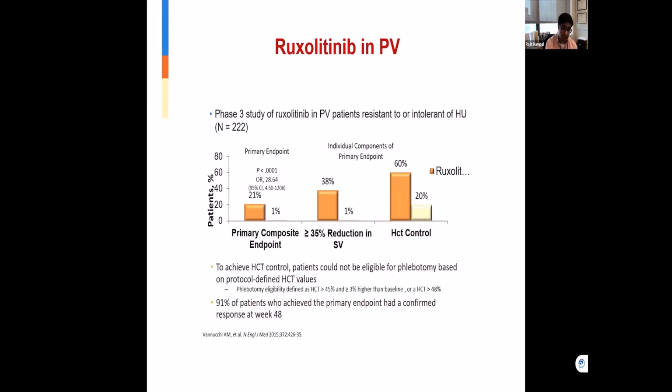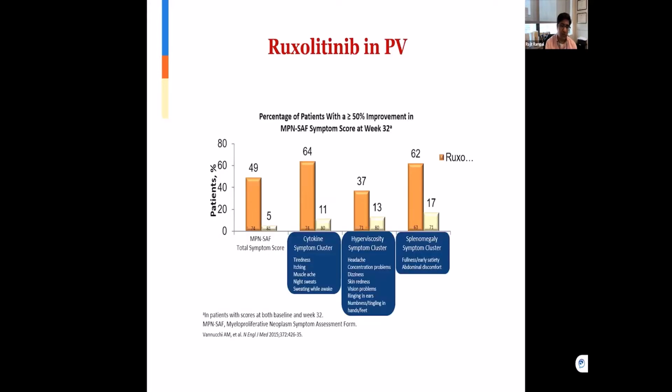So it's really based on the hematocrit control and the spleen volume. The drug was FDA approved in the US, I think, in 2013 or so, and is widely used in patients who have been on hydroxyurea. So ruxolitinib is a very useful drug in polycythemia vera.